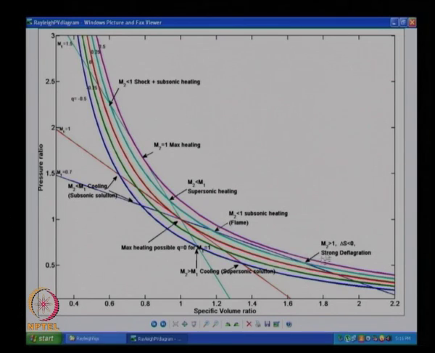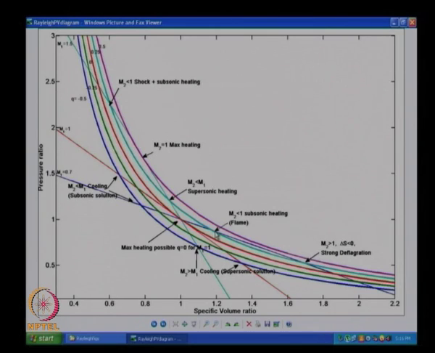If you go to the entropy calculations, you will find that it will be a strong deflagration as per combustion terms, and that is your delta S less than 0 condition. Again, that is not possible for our situation unless you have an expansion shock. These kinds of things will not be possible.